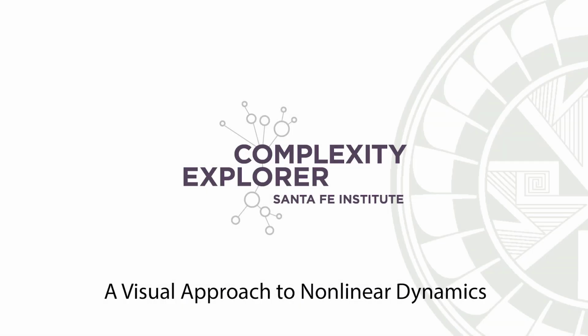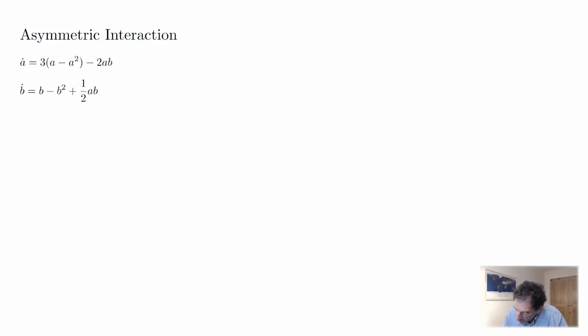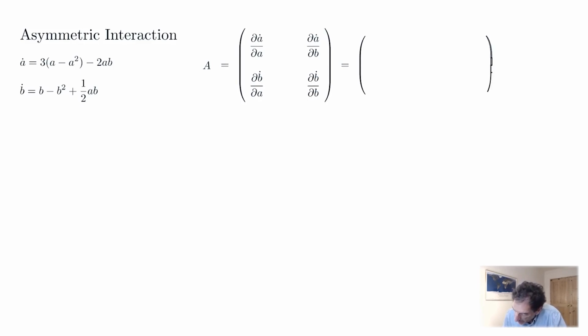So now let's look at the asymmetric interaction and look at a linearized analysis near each of the four fixed points that can exist in the system. The linearized transformation matrix is obtained by taking the derivative of the right-hand side with respect to a and b. Right-hand side with respect to a will get 3 minus 6a minus 2b. And then we take the derivative with respect to b and it'll get minus 2a. So that's the first row of the matrix.